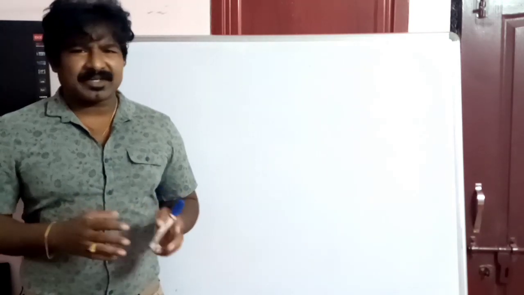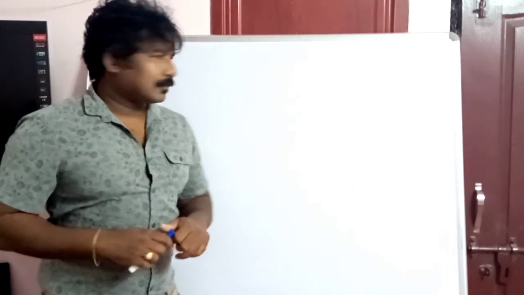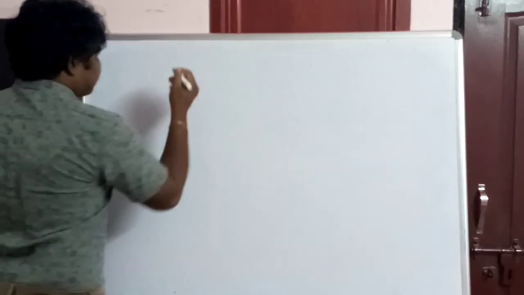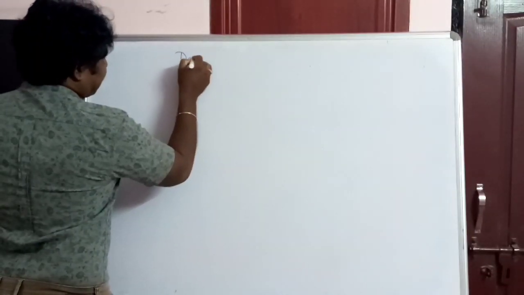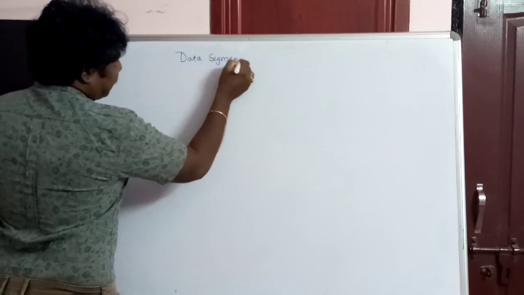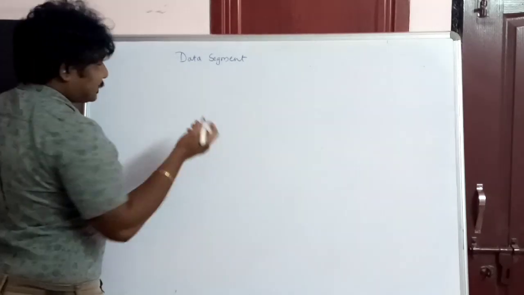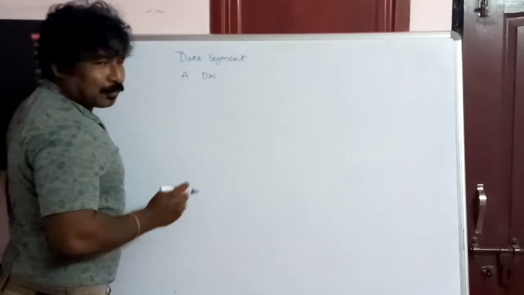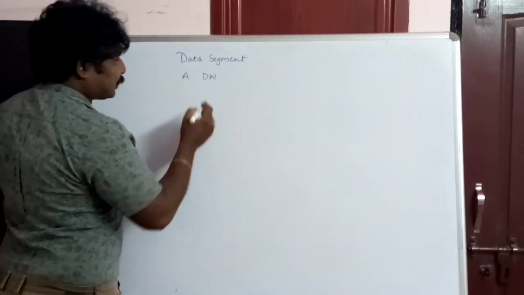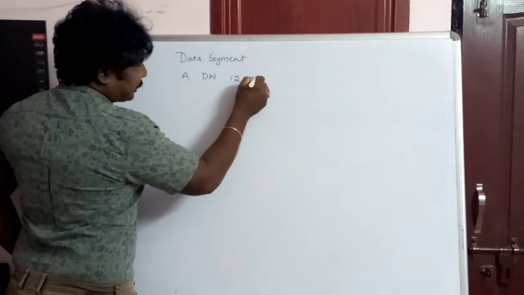So first we try to write a program for addition of two numbers with no carry. In the data segment we will declare two memory operands. The first one is A. I want to declare a memory operand for storing a 16-bit value, so I have to take DW. Then my value is 1234H.